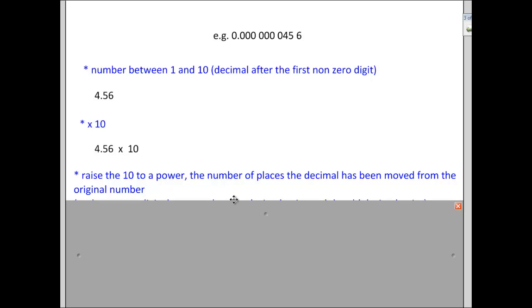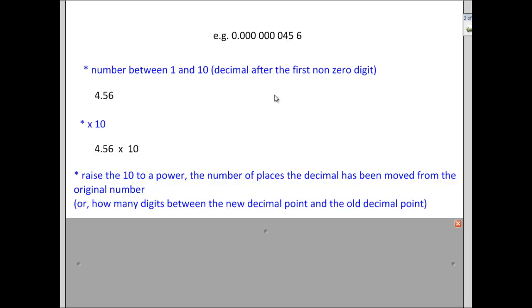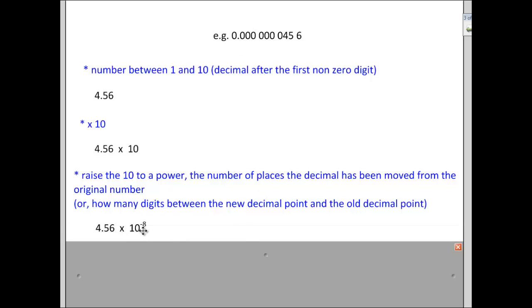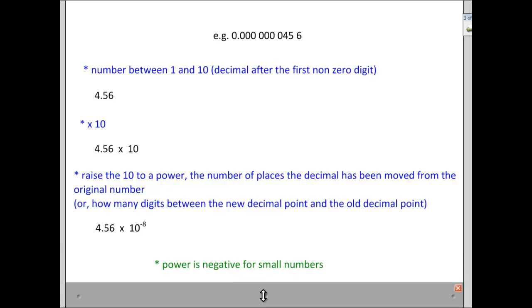So again, the number of places the decimal has been moved from the original number. It was here, and we've moved it up here between the 4 and the 5. So you can count the places or count how many digits between the new decimal point and the old decimal point. In this case, there's 8 digits between the new decimal point and the old decimal point. Now notice here that our power is not just 8 though, it's negative 8 because this is a really small number. Okay, so negative powers mean small numbers.